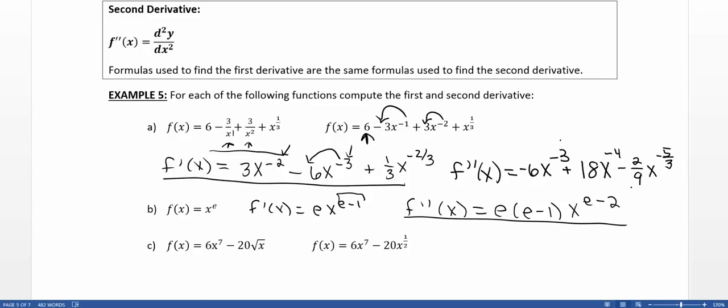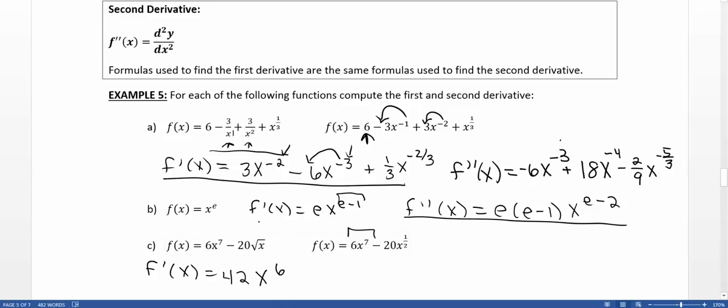Part C. So we have 6x to the 7th minus 20 square roots of x. Again, we want to get rid of that square root so that we can actually have a number to work with. So we rewrite the last term as 20x to the 1/2 power. So now, when we want to find our first derivative, we're going to go term by term. So the derivative of 6x to the 7th is going to give me 42. 7 times 6 is 42.